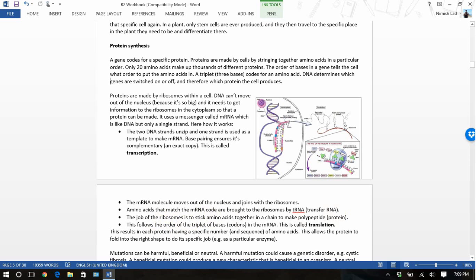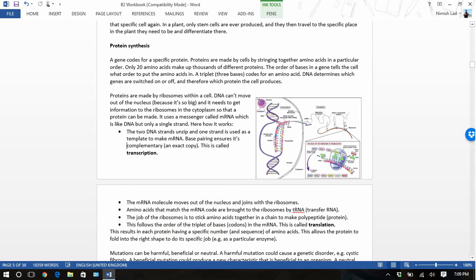Transcription is where you're making mRNA, it's that exact copy. Translation is when you're making the new protein essentially. So this is where you've got the order of the triplet bases in the mRNA being replicated. So this results in each protein of a specific number and sequence of amino acids. So this allows a protein to fold into the right shape to do its specific job as a specific enzyme, possibly.